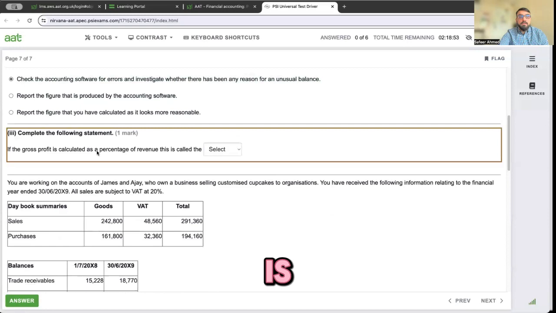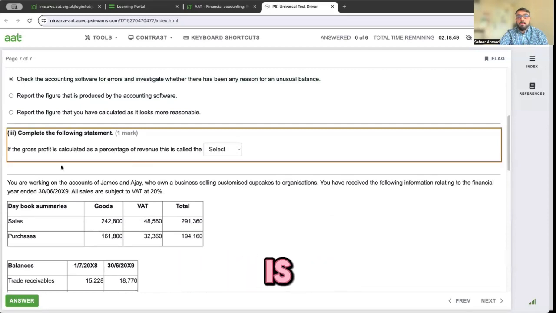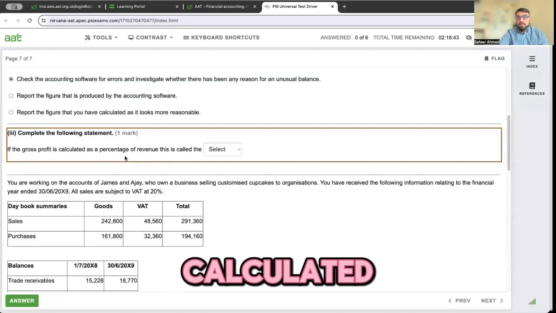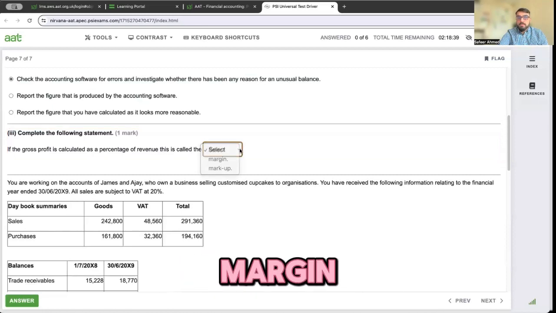Now remember, if the gross profit is calculated as a percentage of cost of sales, that's your markup. And if the gross profit is calculated as a percentage of revenue or sales, that's your profit margin.